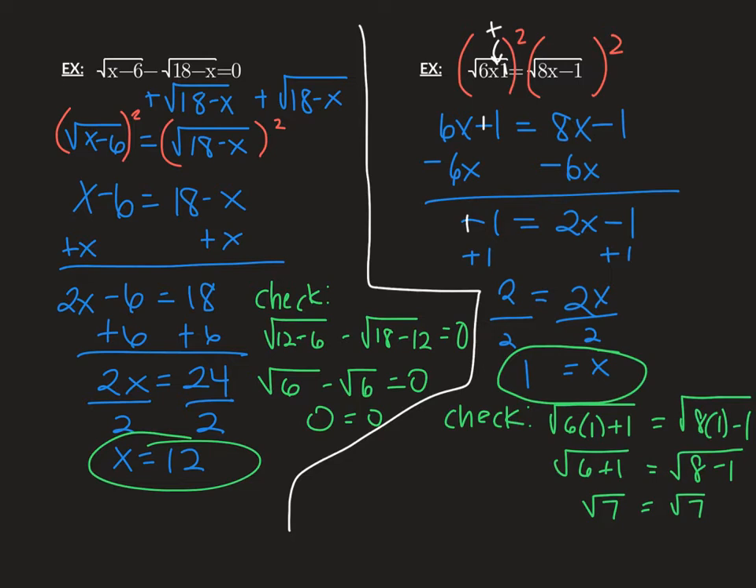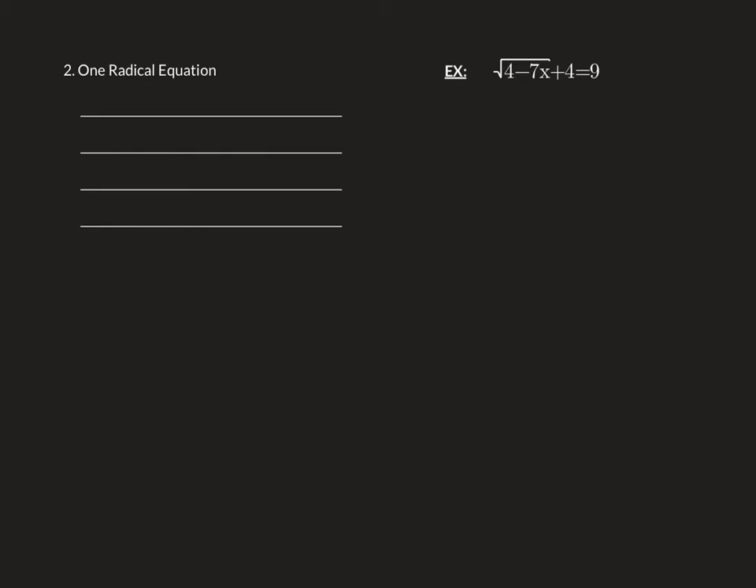Okay, well, you know it's going to get just a little more fun. So let's move on. Let's look at what happens now when we have a one radical equation. You can see the example to the right. I have the square root of 4 minus 7x plus 4. Notice the plus 4 is outside of that square root, equals 9. Okay. And remember, I said the first step is going to be a little bit different.